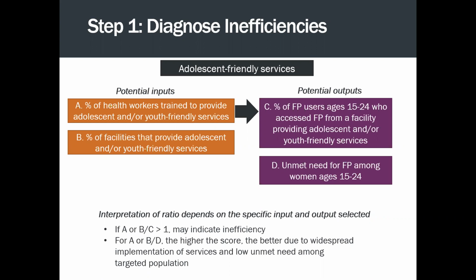A key limitation is we cannot account for other factors that may influence these outputs. And there are many that could influence unmet need among adolescents and still keep the tool manageable or simple enough to use. And this is where stakeholder validation of our interpretation of the ratios comes into play to ensure that we have actually accurately assessed the level of inefficiency of a program component and the need to do a root cause analysis to better understand these issues.